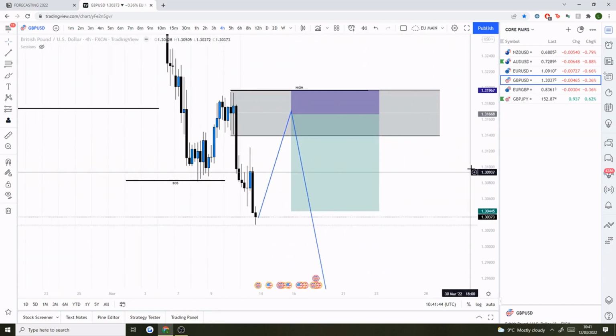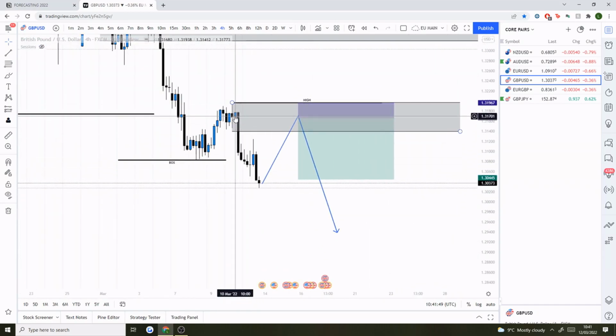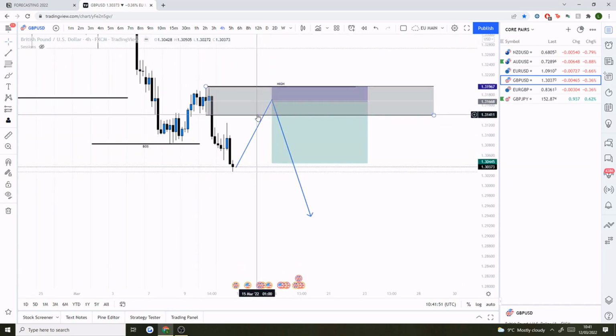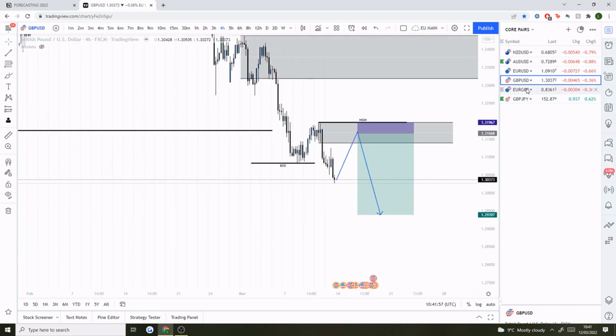But going into the week, the only thing I'm interested in on pound dollar is how price is going to react from this area here. And if we do see that reaction coming in, hopefully we can catch a nice move away from it. So that's pound dollar for this week.